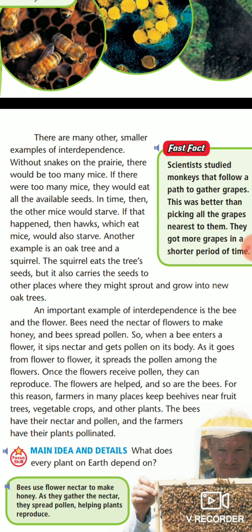For this reason, farmers in many places keep beehives near fruit trees, vegetables, crops, and other plants. The bees have their nectar and pollen, and the farmers have their plants pollinated.